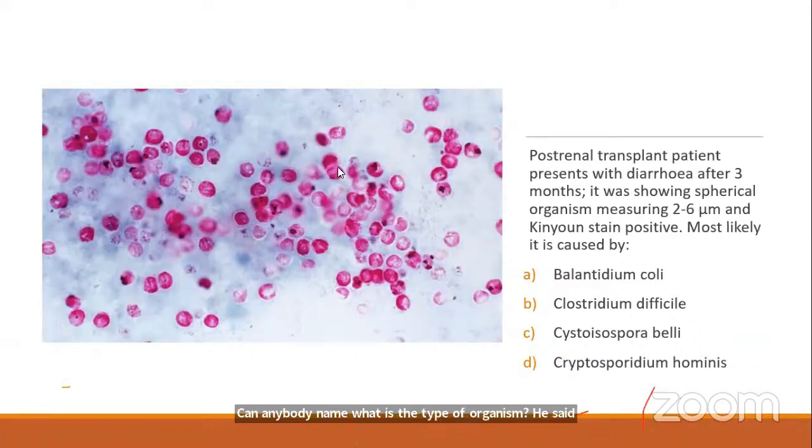Yes, it's not Clostridium difficile. It is Cryptosporidium hominis. Cryptosporidium. You can see approximately around 7 micrometer in size, and this is Cryptosporidium infection.